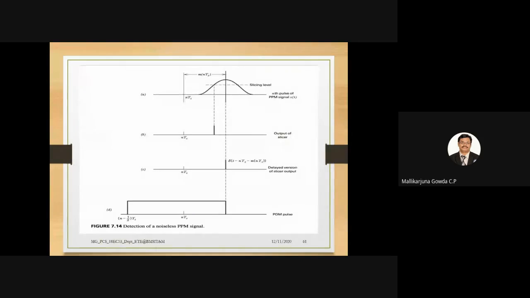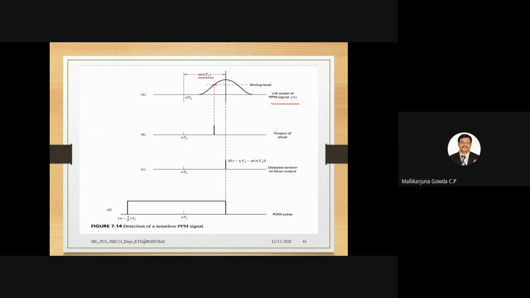And this is the pictorial representation of that. Okay, so detection of a noiseless PPM signal. So first one is the what? This is the nth pulse of the PPM signal, right? Hope you understand this. See, this is NTS. This is m of NTS, written from here to where, and this will be the slicing level, right? Hope you are understanding what I'm saying here.